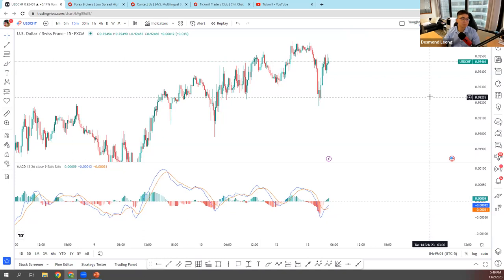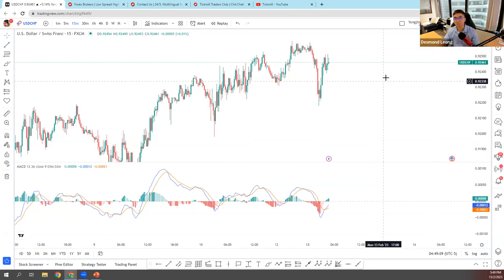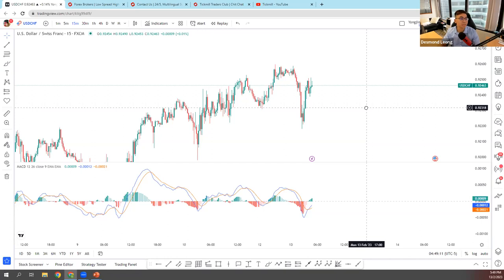So if you're actually using MACD with your price action, feel free to share your chart with the chat. I'm sure everybody will be glad that you are sharing. We can actually take a look at it and review it together.